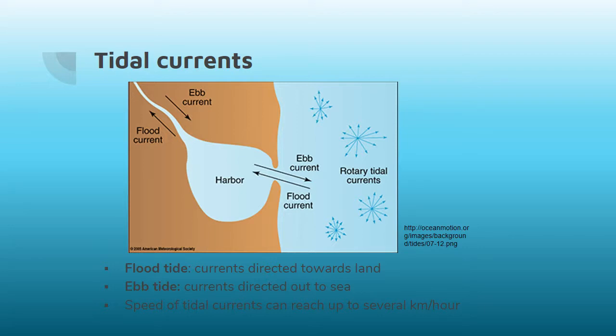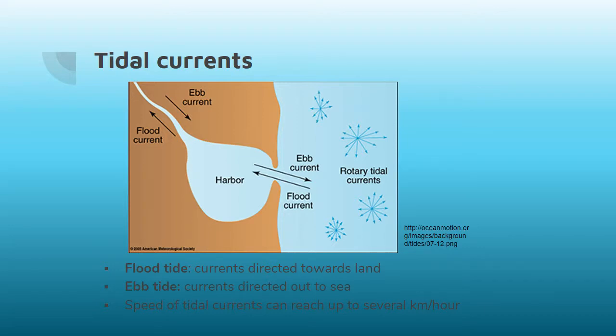So then we move on to tidal currents. Here we have the flood tide and the ebb tide, which are different currents that we see with tides. And as you can tell by the diagram above, the flood currents are directed towards the land, so we see them going in, which kind of makes sense if you think flood towards land. If you think your house is getting flooded, the water's coming towards your house and flooding. And then ebb tide is the opposite, as the water flows out to sea. And the speed of tidal currents can actually reach several kilometers per hour, so tidal currents can be pretty fast.